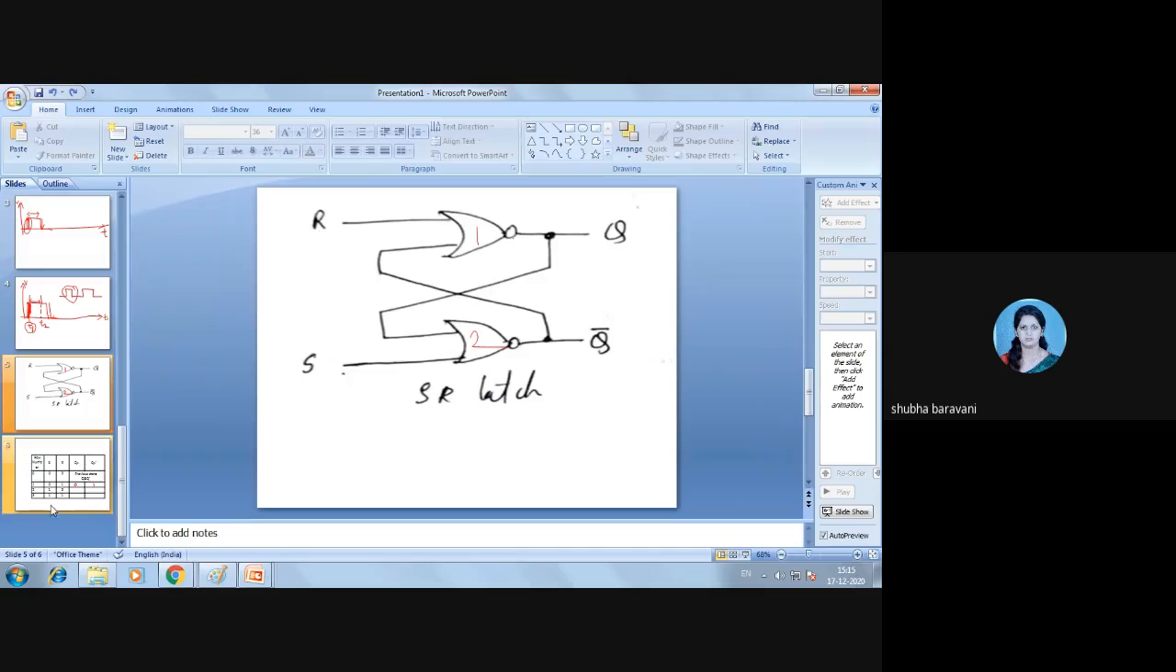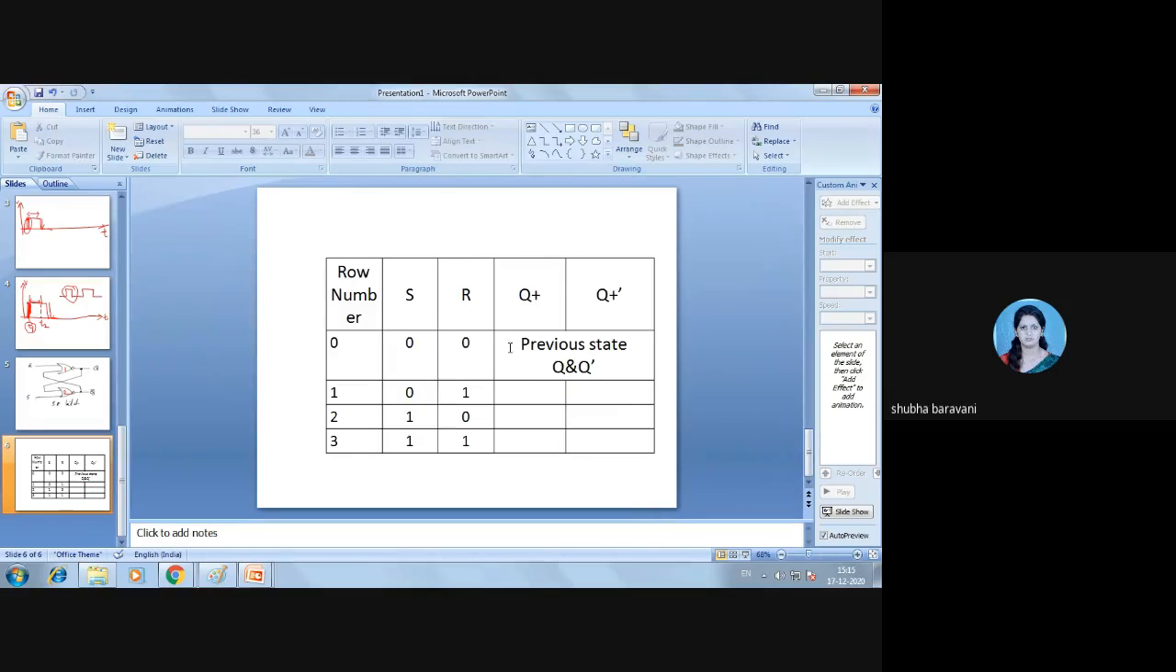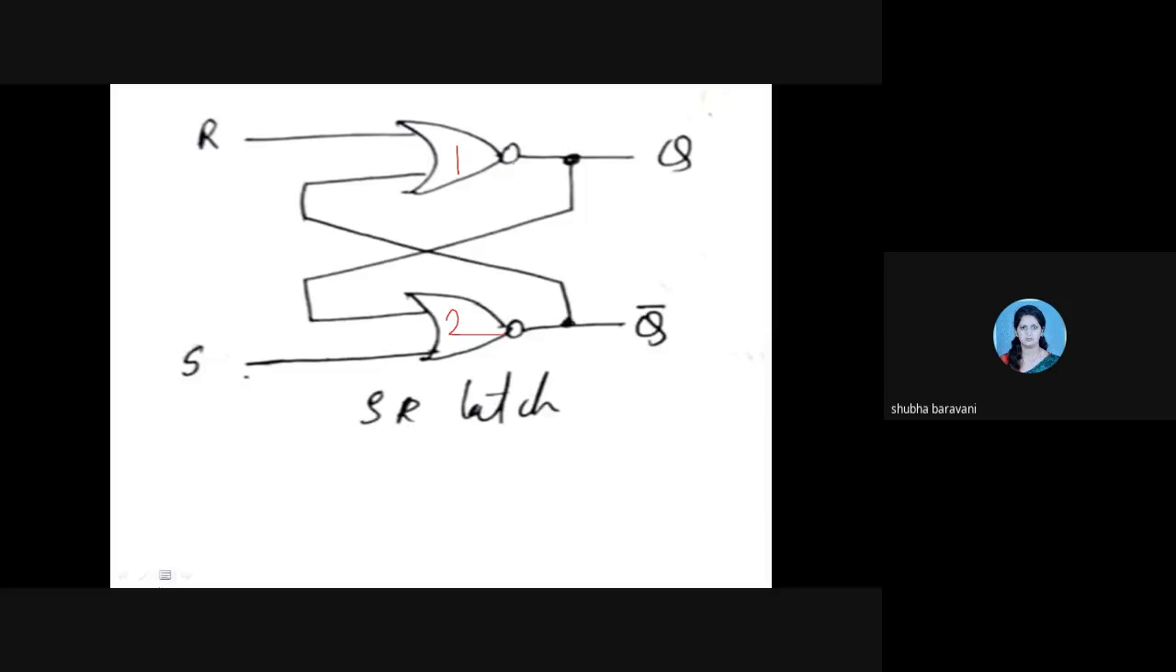So here, see, the first one, I hope everyone understood, right? First one, how I retain the previous state. This is clear, right? Now I'll check for S equal to 0 and R equal to 1. Now here I'll take S equal to 0 and R equal to 1. So to get the output, first I have to assume. So first let me assume that Q is 0. So when your Q is 0, what happens? See, this 0 comes from here. It comes here. So 0 plus 0 is what? 0.